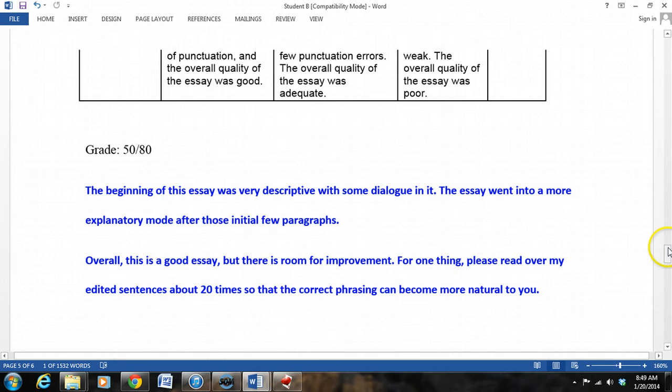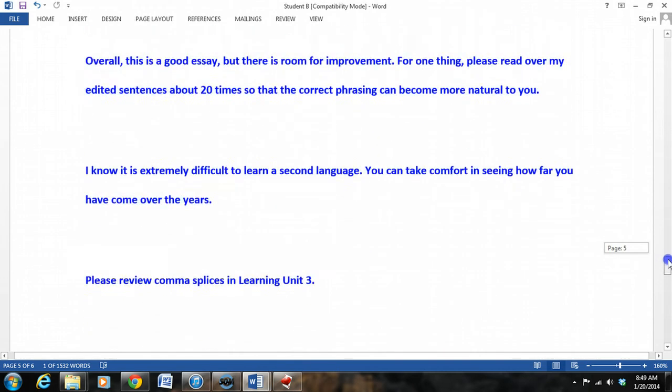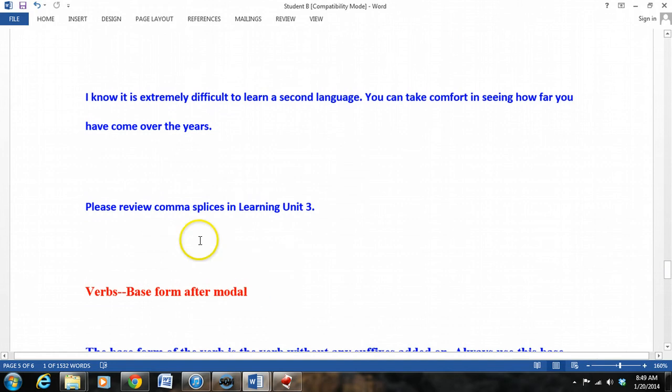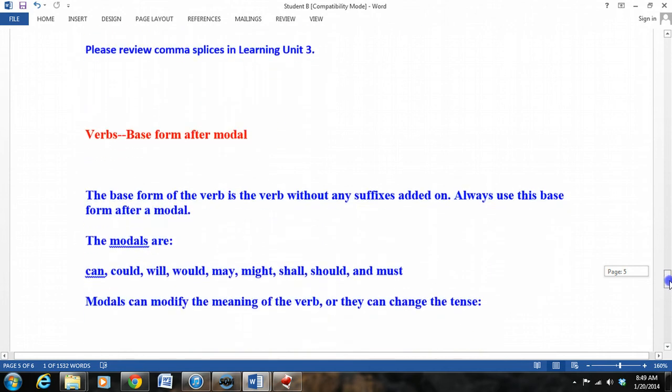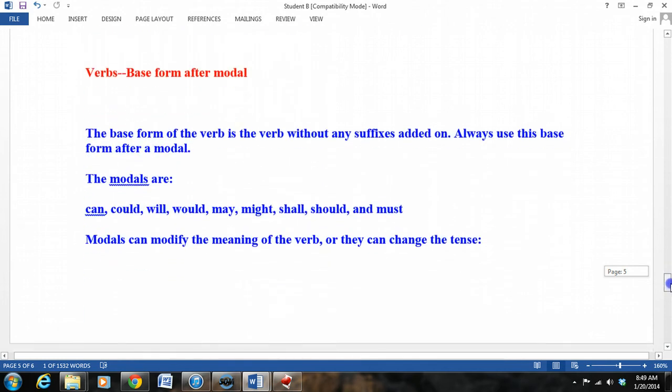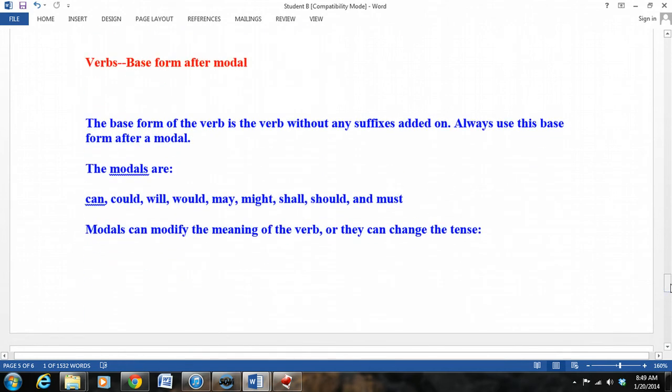And here I write final comments at the end of the essay. I say please review comma splices in Learning Unit 3, and also you can Google these terms and find lots of exercises on comma splices. Sentence structure is so important in English 9. You really have to have a good grasp for your final exam and to go on to English 110. So if you have these sentence structure problems, make sure you learn them right away, how to correct them.